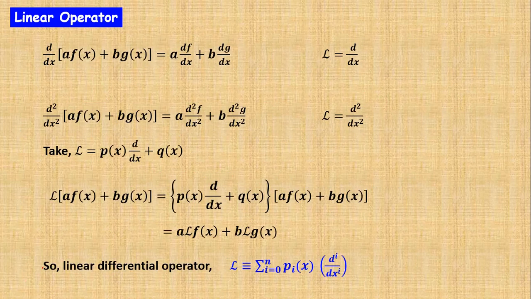And what do you mean by linear operator? The basic idea of a linear operator is that if we add and then operate, or operate and then add, the result will be the same. So the first order derivative d/dx is a linear operator. The second derivative is also a linear operator. If you take their combination, this is also a linear operator. So this can be written in a summation form, right?